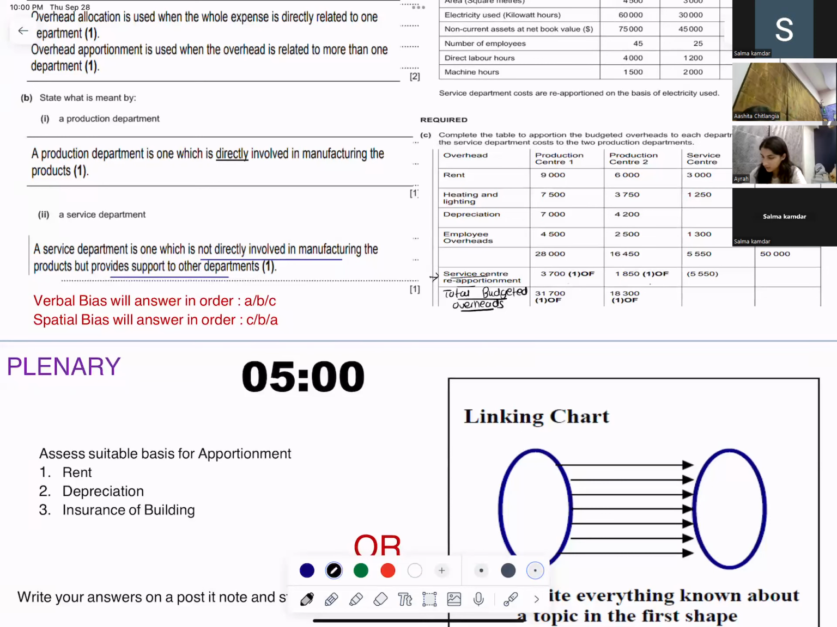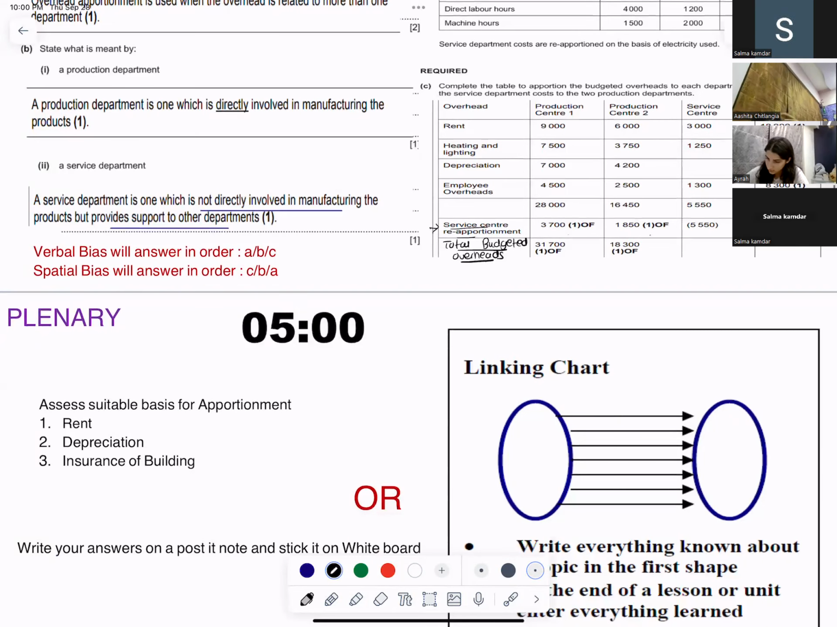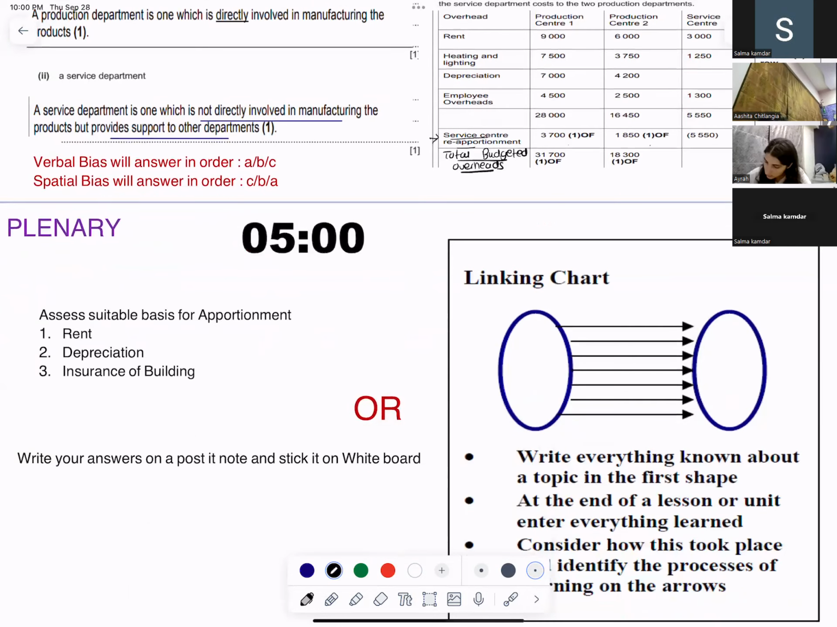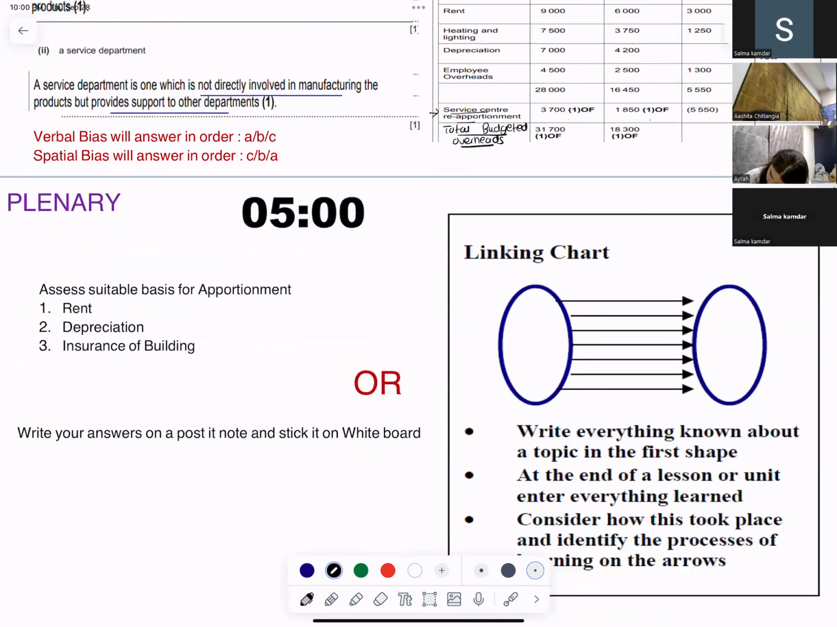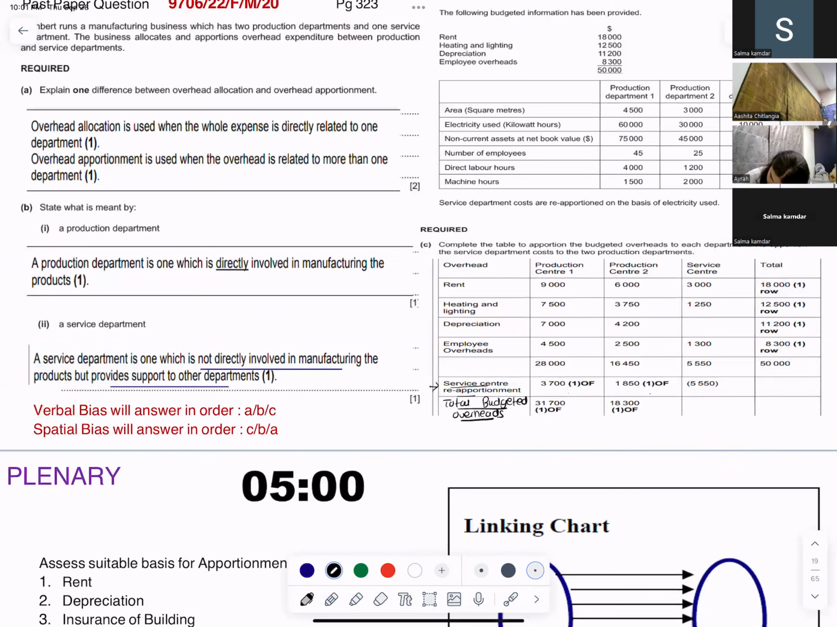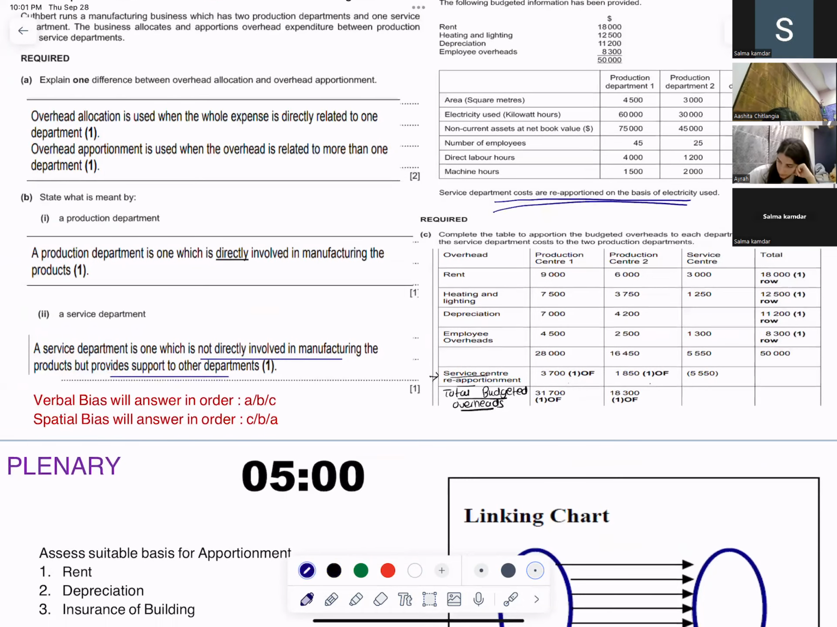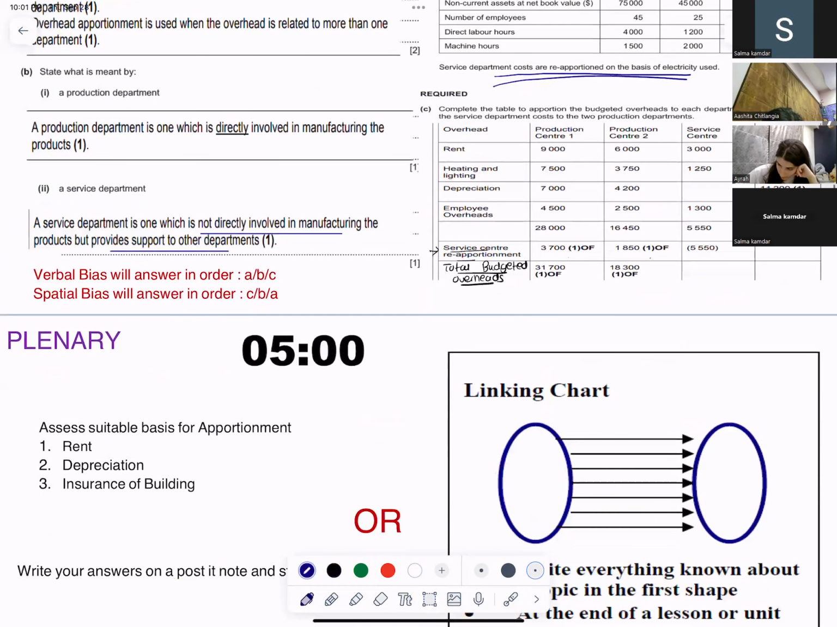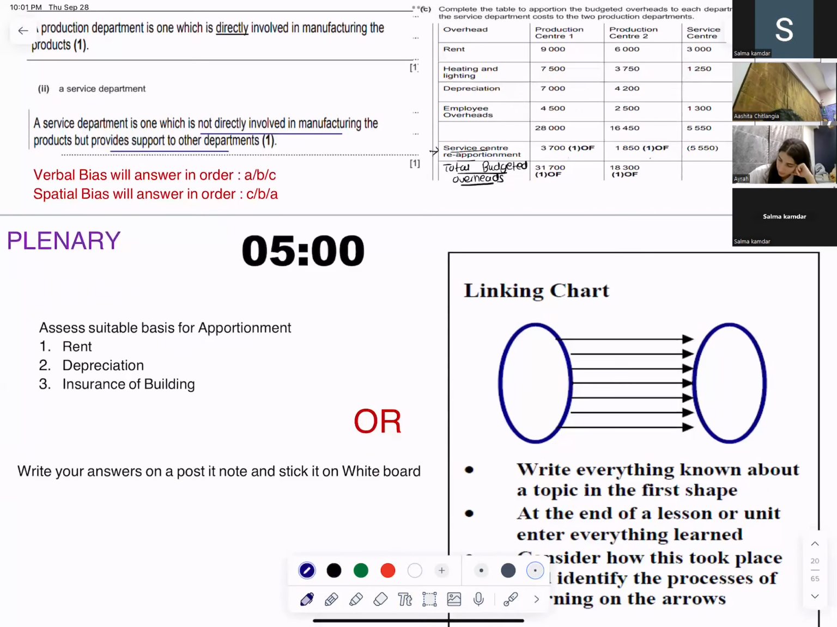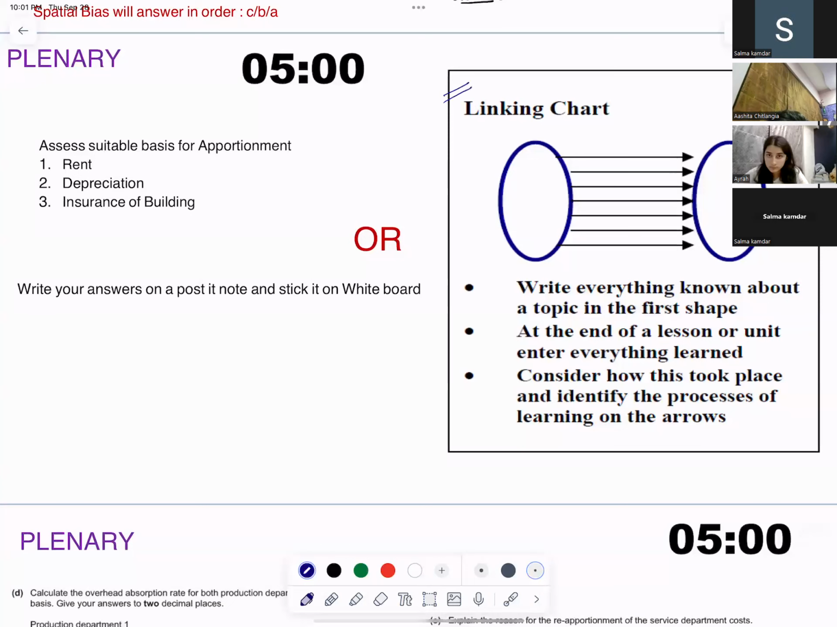When does reapportionment happen? They will tell you the reapportionment basis. When the service department cost is being transferred to the production department on a suitable basis. Now this is a plenary. I want you to do this linking chart and send it to me, and give me the suitable basis for apportionment for all of this.